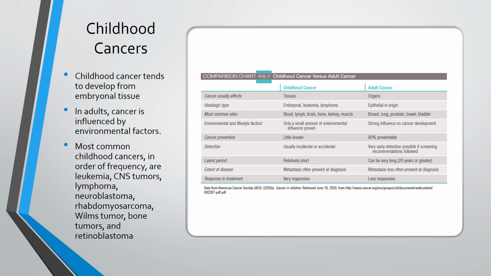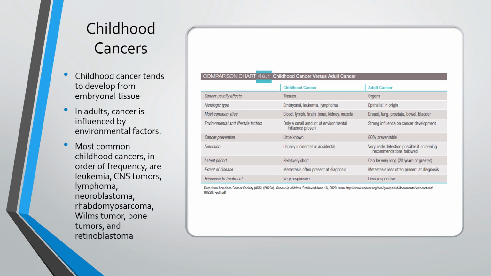Hematopoietic stem cell transplantation, also known as bone marrow transplant, can also be used. It's used with high doses of chemo and radiation to the point of destroying that child's bone marrow. So we're going to really just use that in very advanced cancers.